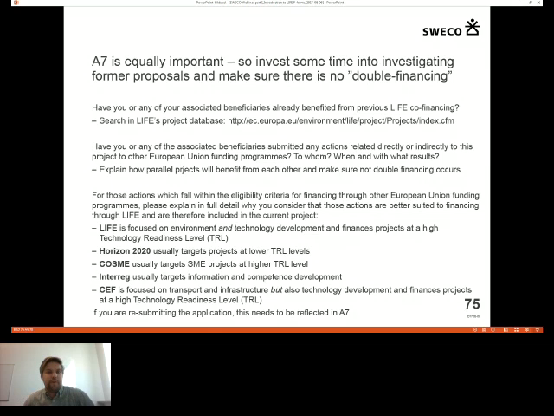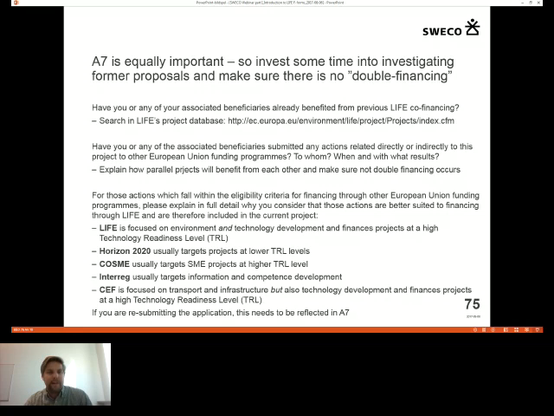For those activities which fall within the eligibility criteria for financing through other European Union funding programs, please explain in full detail why you consider that those actions are better suited to financing through Life and are therefore included in the current project. Again, keep the technical readiness levels in mind. This is the best way of differentiating your project from other programs. It's the best way of motivating why your project is fit for Life rather than other programs.